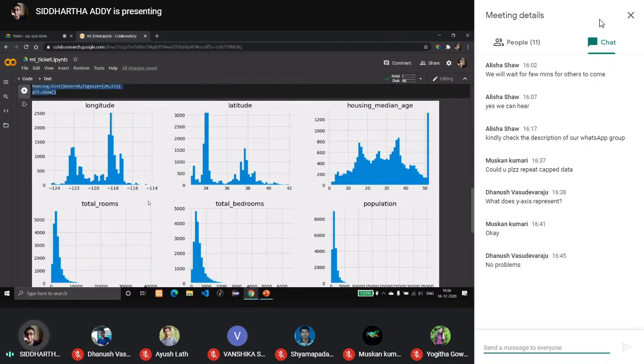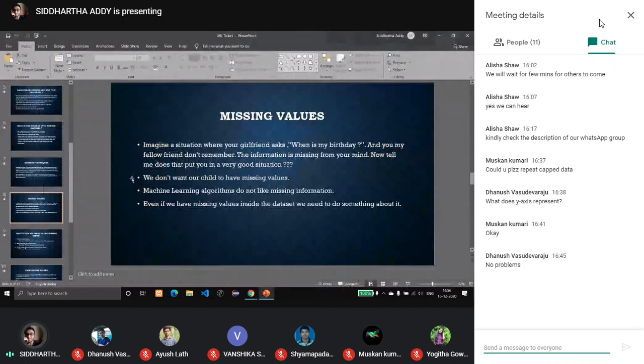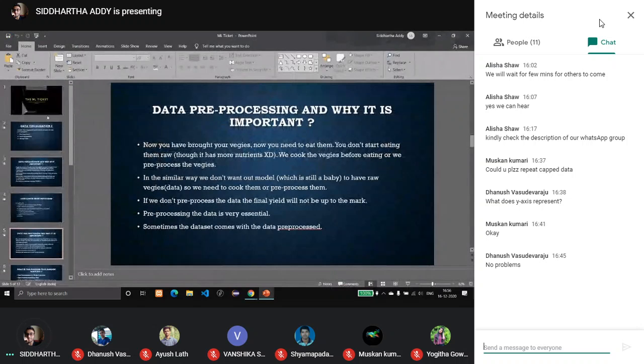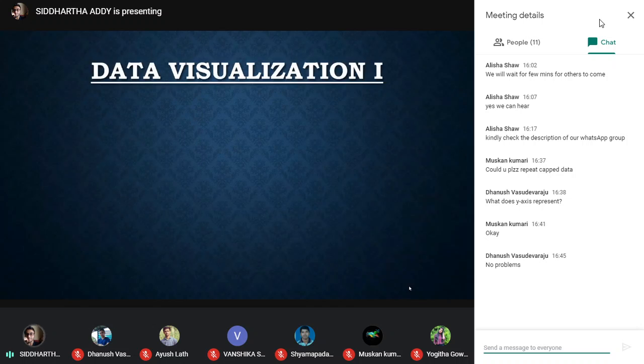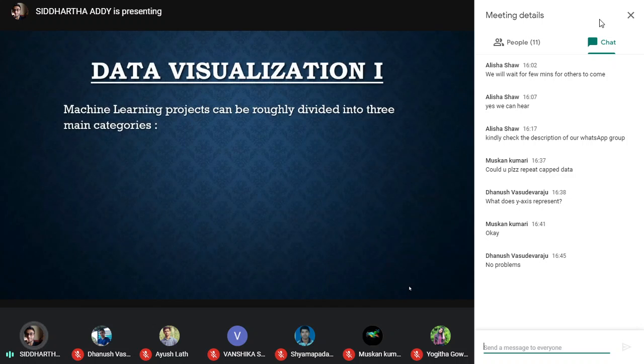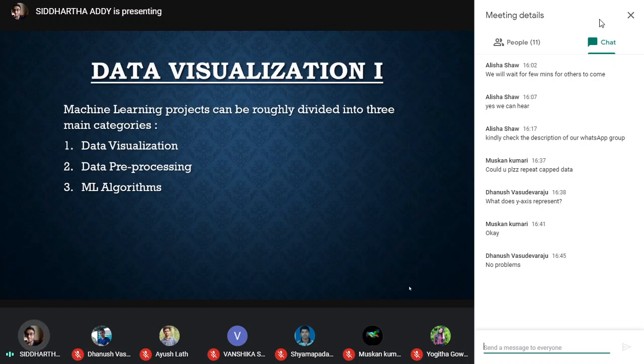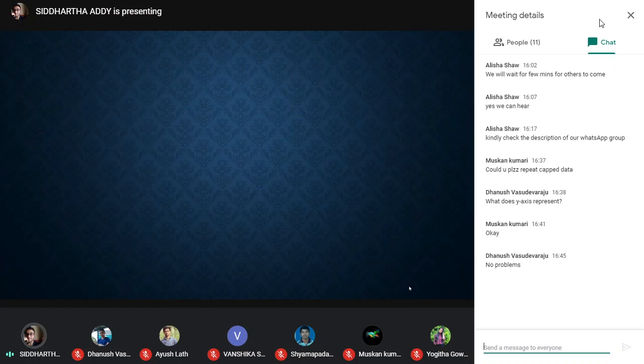So first thing, okay, let me just get back to the PPT so that it will be easier for you to follow. Data visualization is important. Roughly, it can be divided into three parts: data visualization, data pre-processing, and ML algorithms. We are currently talking about data visualization. Later, we will have an extensive talk about pre-processing, about 2 to 3 complete sessions for data pre-processing. So don't worry.